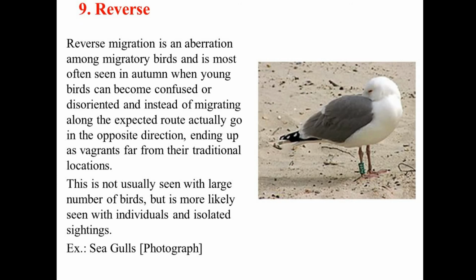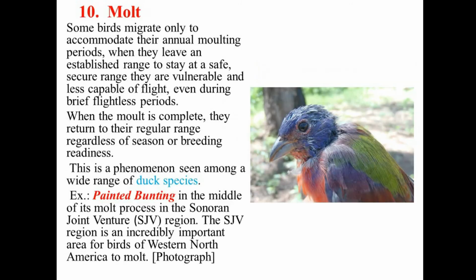Reverse migration is an aberration among migratory birds and is most often seen in autumn, when young birds can become confused or disoriented and, instead of migrating along the expected route, go in the opposite direction, ending up as vagrants far from their traditional locations. This is not usually seen with large numbers of birds, but more with individuals and isolated sightings, and the example is seagulls, shown here in this photograph.